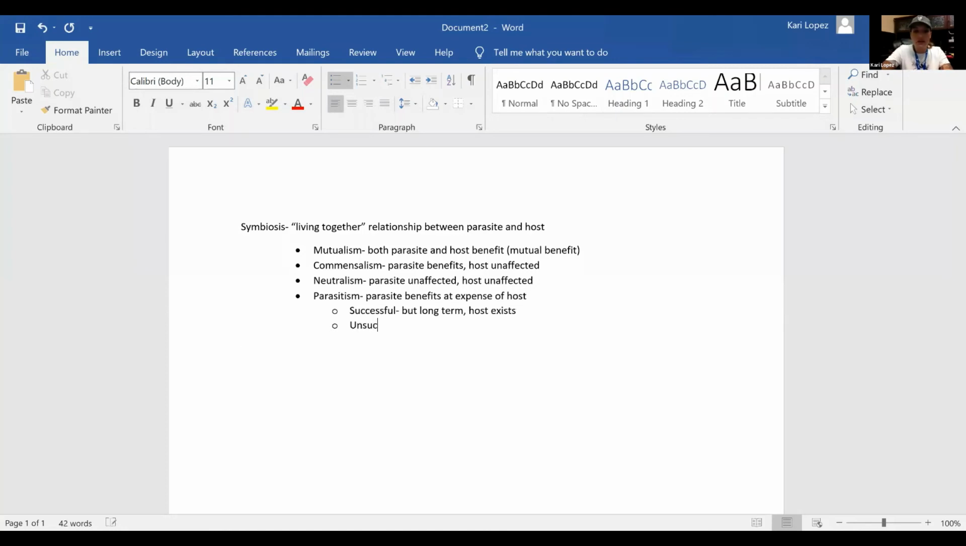And then there's unsuccessful, where it does not establish an equilibrium with the host. So the host either has to expel the parasite, destroy the parasite, or the parasite kills the host. So there are three outcomes. Either the host expels the parasite, and what does that mean? Kind of like throws it back up, gets rid of it out of its system? Yes, you get it out of your system, either throwing it up or excreting it through your bowels.